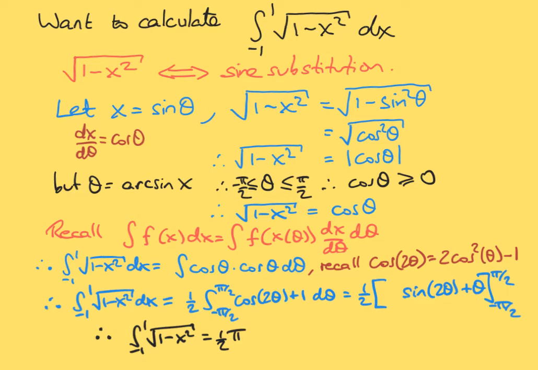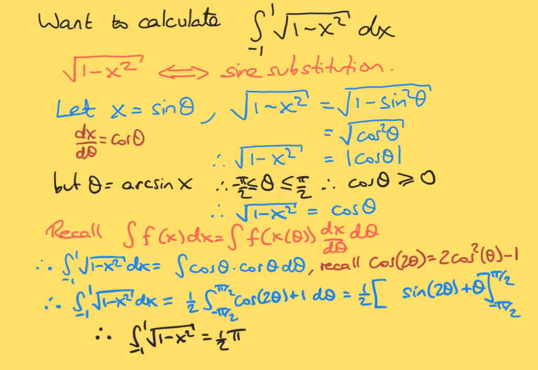1 minus x squared, if x is the sine of theta, is 1 minus sine squared theta. So this square root becomes the square root of 1 minus sine squared theta. But sine squared plus cos squared is 1, so 1 minus sine squared is cos squared. And the square root of cos squared theta is the modulus of cos theta, because the square root is by convention positive. So that looks a lot simpler, but it's about to become simpler again because we don't need the modulus.